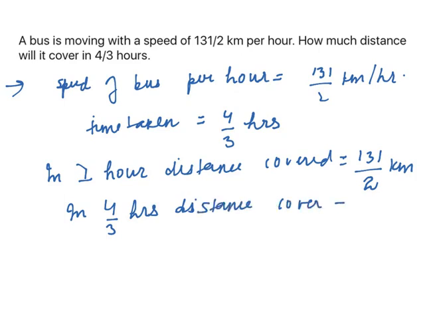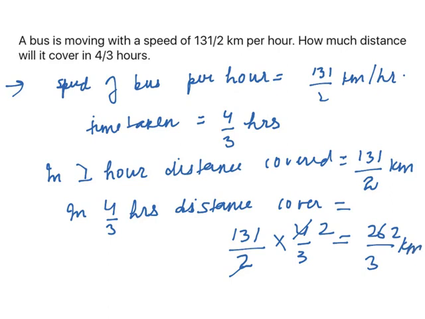So the distance covered in 4 by 3 hours is equal to, what we have to do, we have to multiply, as we are given for 1 and we have to find out for more. So in such type of question we will multiply 131 by 2 times 4 by 3. Now we will simplify into the lowest form. We will get 2 over here. 131 times 2, we will get 262 by 3 kilometer. So it means in 4 by 3 hours the distance covered by the bus is 262 by 3 kilometer.